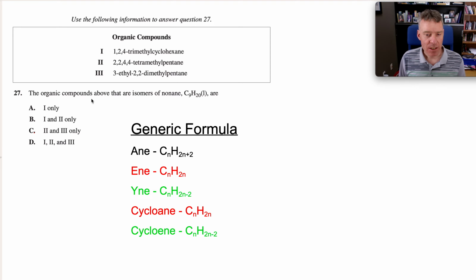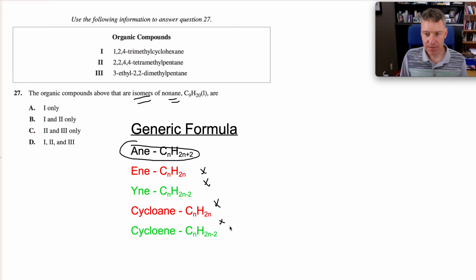Another box, let's see what the question is first. Organic compounds that are isomers, so of the same C and H count of nonane are. So we've got an ane, this is a 2N plus 2. So we can't have any of these other types of families. They just don't have the same pattern. They won't be double plus 2. So this is 9, doubled is 18, plus 2 is 20.